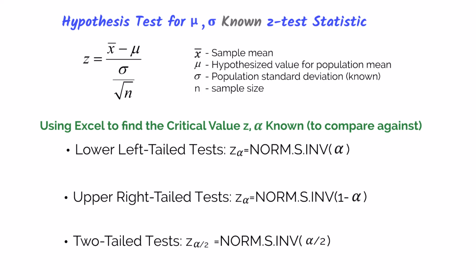So when we know the population standard deviation, we will calculate a Z test statistic. This formula right here is what you learned about in chapter 7. So as a refresher, we have the sampling error in the numerator and the standard error in the denominator. Once we find the Z test statistic, we will compare it to the critical Z value.